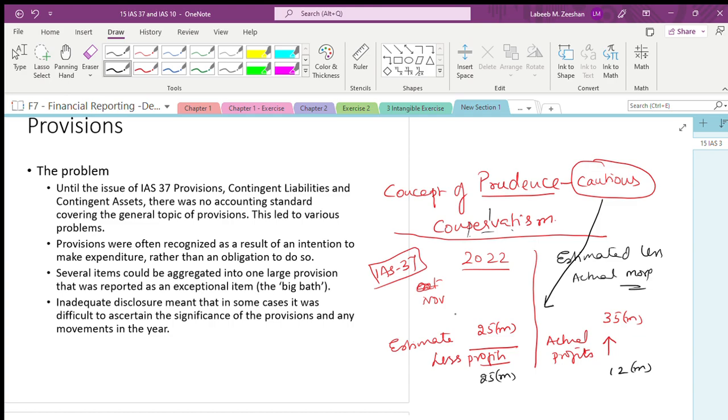Until the issue of IAS 37, there was no accounting standard covering the general topic of provisions. As simple as that. Forget about the provisions also. This led to various problems. Provisions were often recognized as a result of an intention to make expenditure rather than an obligation. Intention to make expenditure.